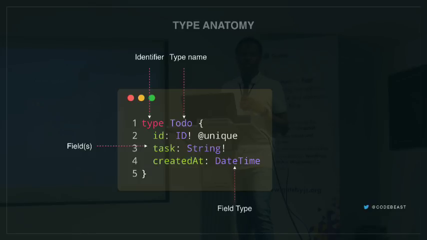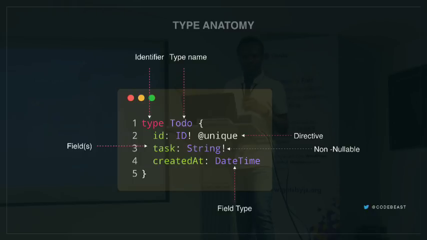Then we have the field type. So you can see types in play. The type itself is typed, and the type's fields are typed as well. The ID is of a type called ID, the task is of string type, and the created field is a datetime type. And then we also have this mark that says that particular field has to be non-nullable, so it can't be empty. And then we have directives.